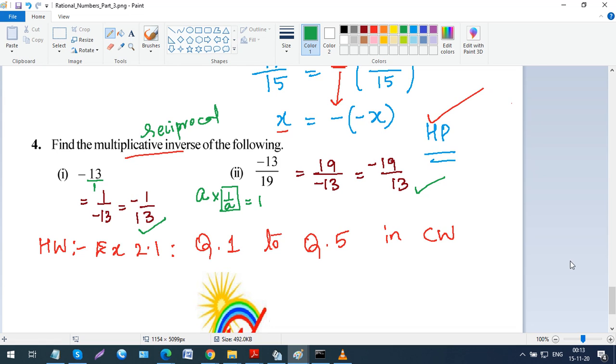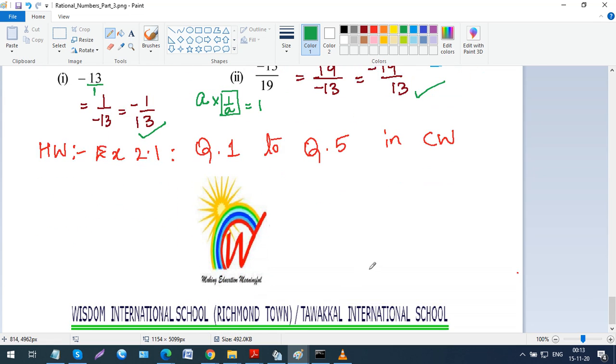That's it. Okay, so from question number 1 to question number 5, complete this in your classwork. You'll be able to do it. Okay, finish it in your classwork.